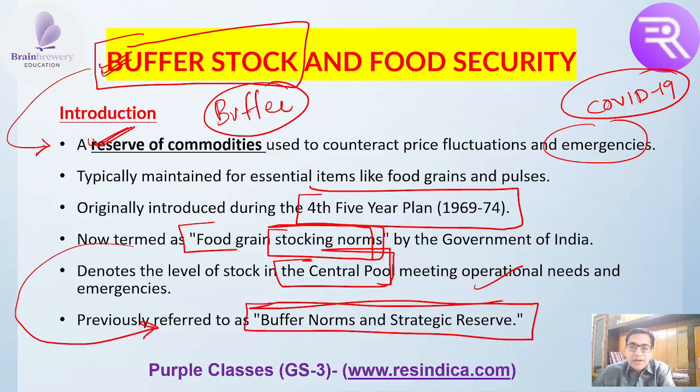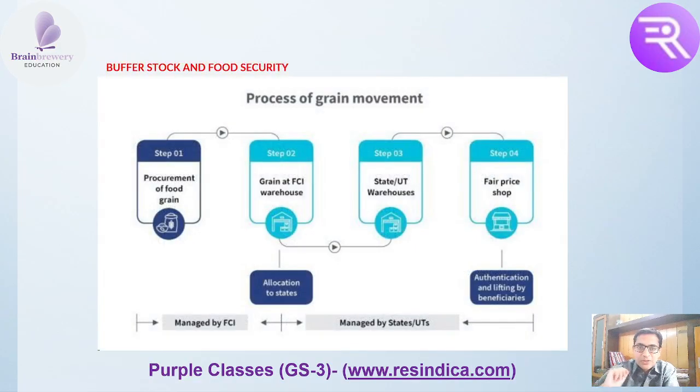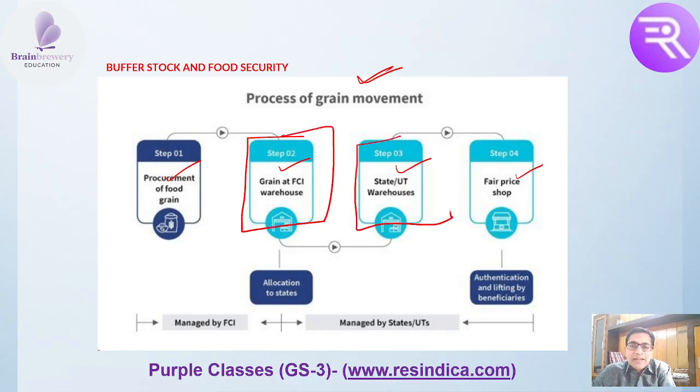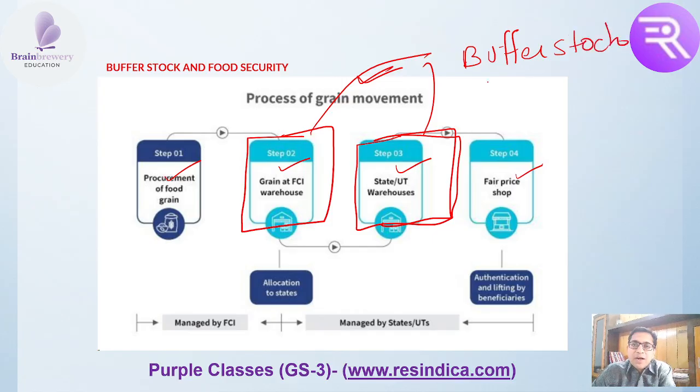buffer norms and strategic reserve. What are buffer norms and strategic reserve? The name has been converted into this. I hope I have already told you what the process of grain movement is. The process of grain movement is: food grain is procured and goes to the FCI warehouse, state and union territory warehouse, and fair price shop. So the main stocking happens at these places. Here we keep the buffer stock for future emergencies, if anything arises.